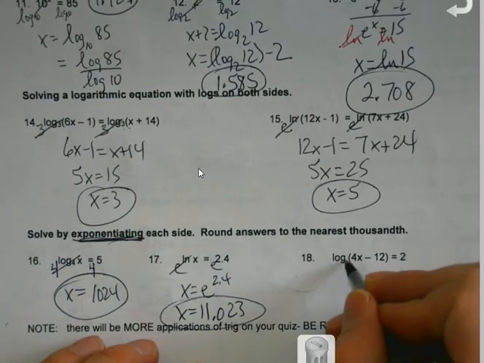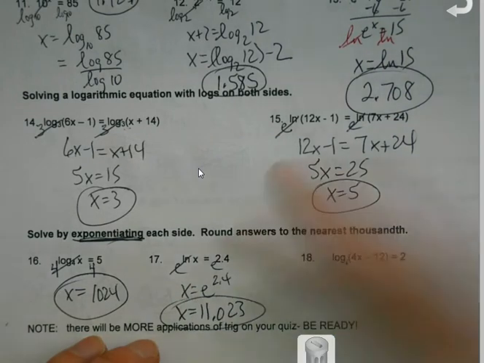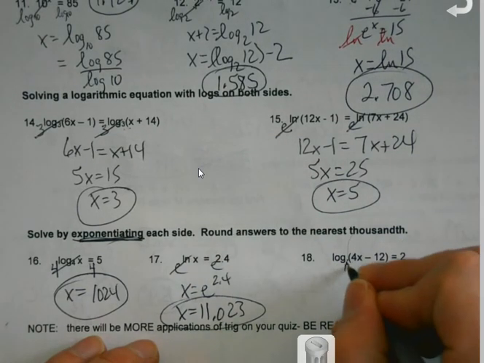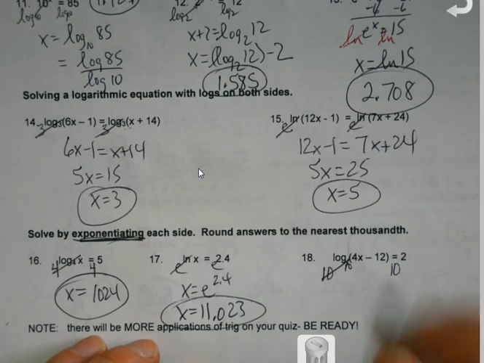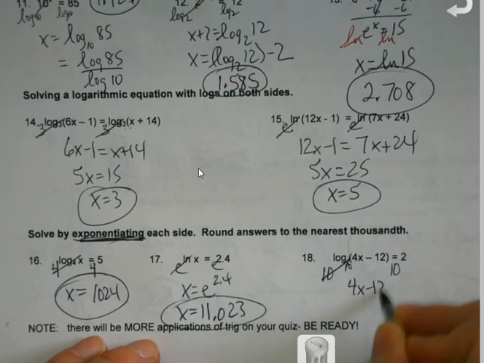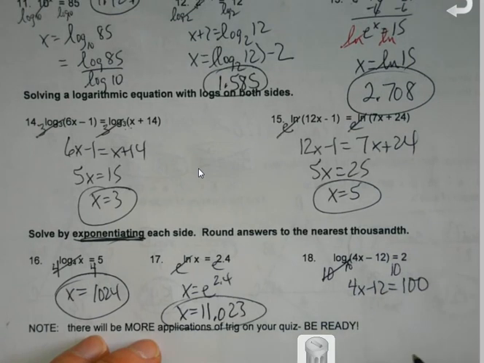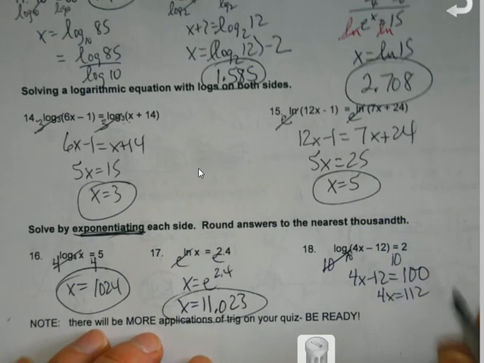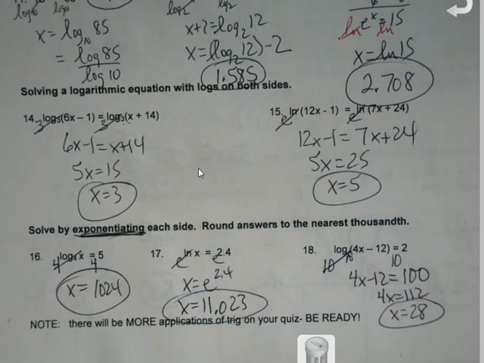If it's a plain old log, do you remember what the base number is here? 10. So I use 10 to exponentiate it. Again, 10 squared is 100. Add the 12 over. Divide by 4.